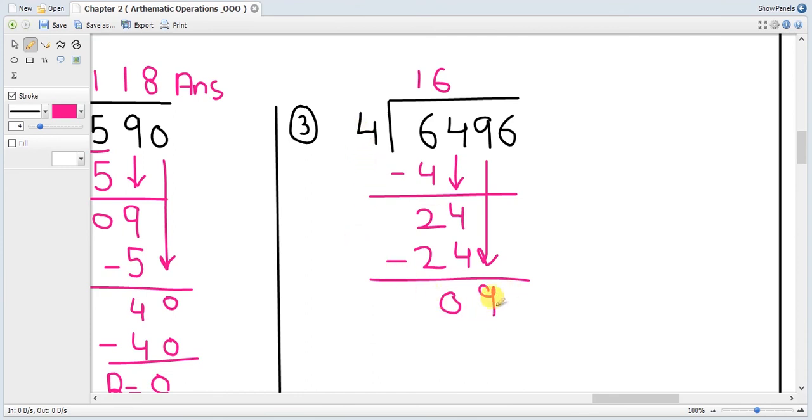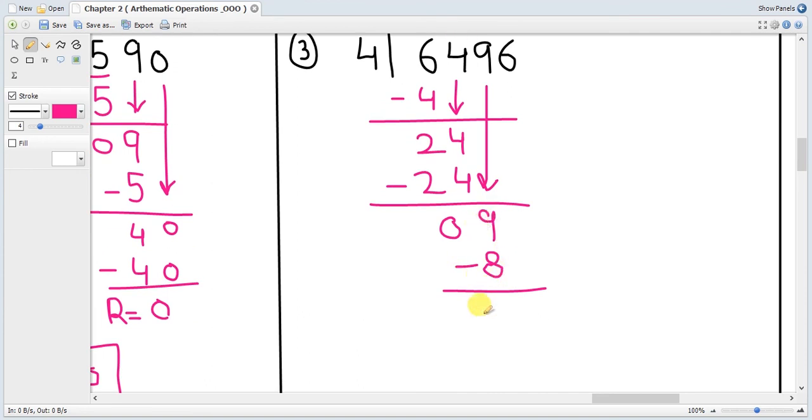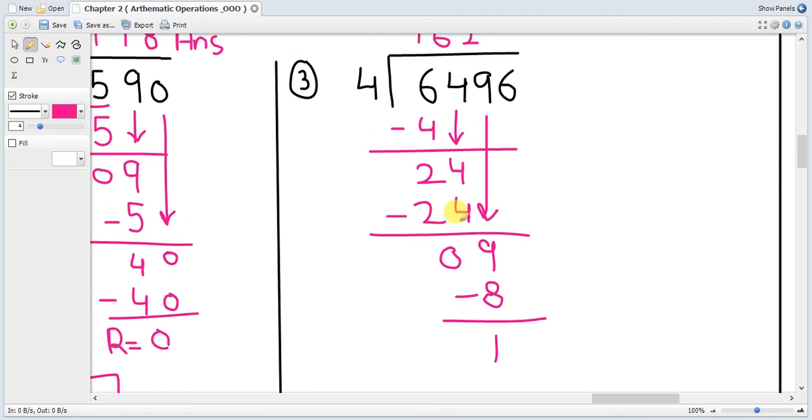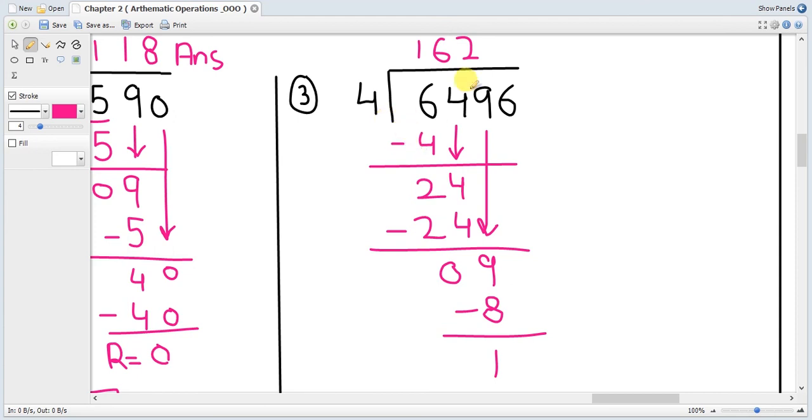Now count the times table of 4 up till 9 or less than 9. If it's exactly divisible, that's good, otherwise reduce it, close to it. So 2 times 4 is 8. Now again take away. 9 minus 8 is 1. Now this 1 is smaller than my divisor, which is 4, right? So 1 does not come in a times table of 4, right? So I have to shift the next digit down.